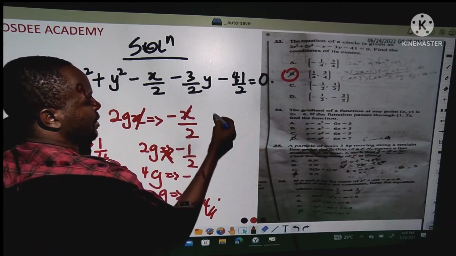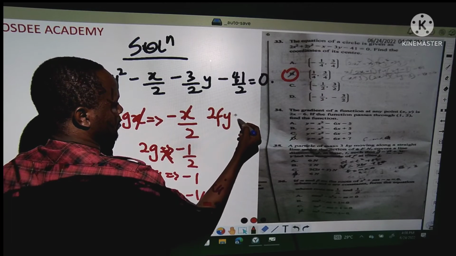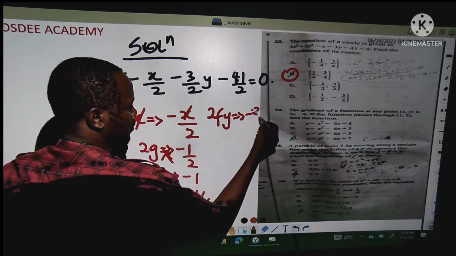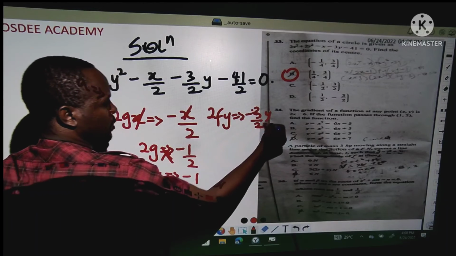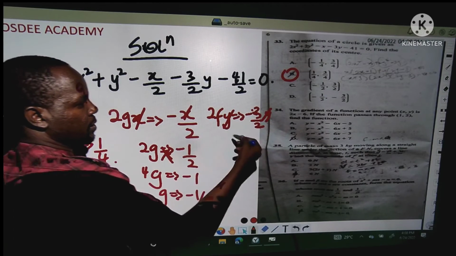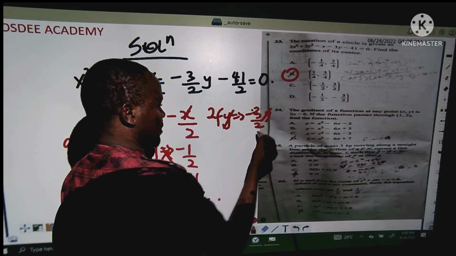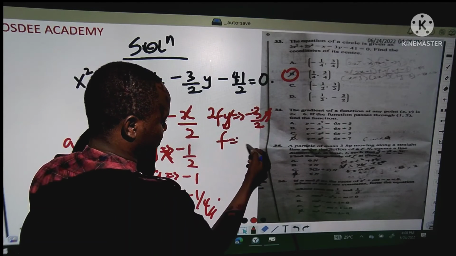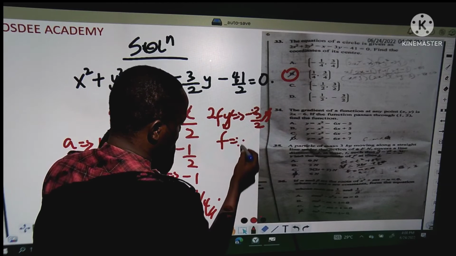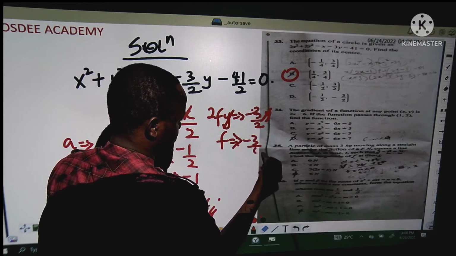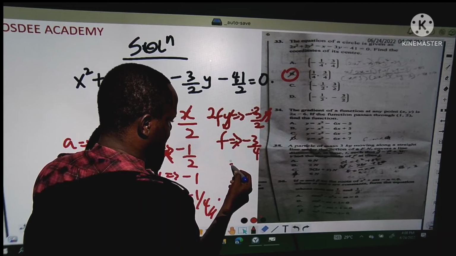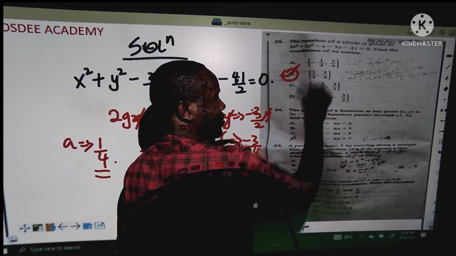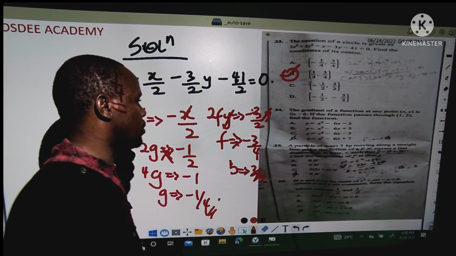But if I want to do the other one, I say 2f equals minus 3 over 2. So you cancel, solve again, and reverse the sign. So f will be equal to minus 3 over 4, which means the center's other coordinate, reversing the sign, is 3 over 4. But it's not needed because it's objective. If it is theory, you have to show everything.